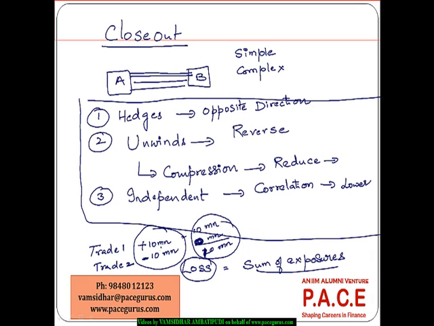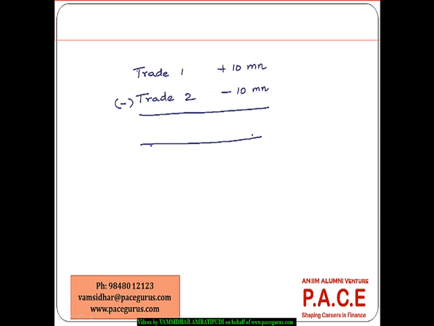Let me take an example where there are two trades. Trade 1 and trade 2, one is a cancellation of the other. Let's assume the value here is 10 million and here it is minus 10 million, or vice versa. Now, when I'm looking at these opposite transactions, the overall net value of the trade is 0.